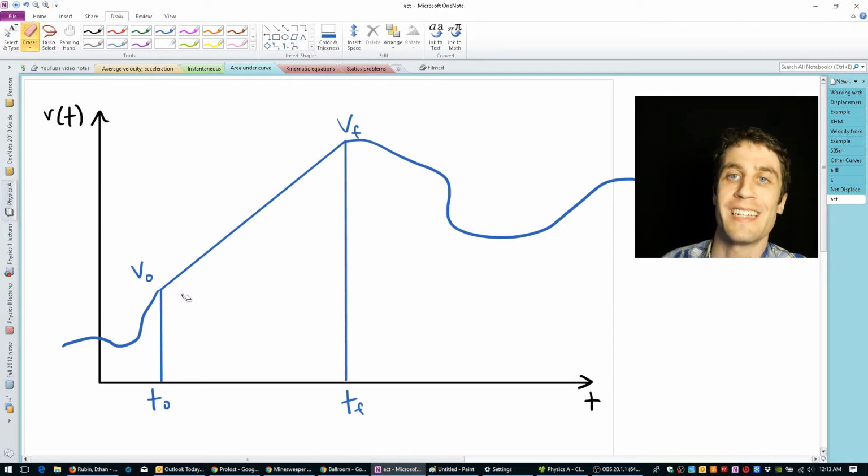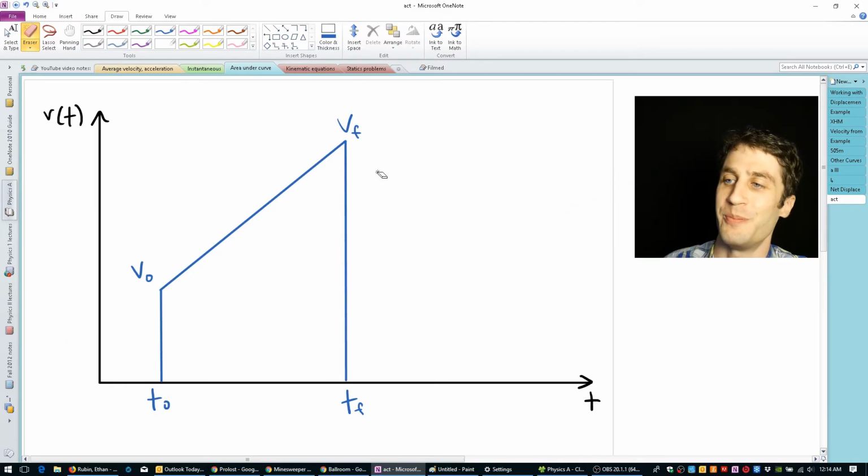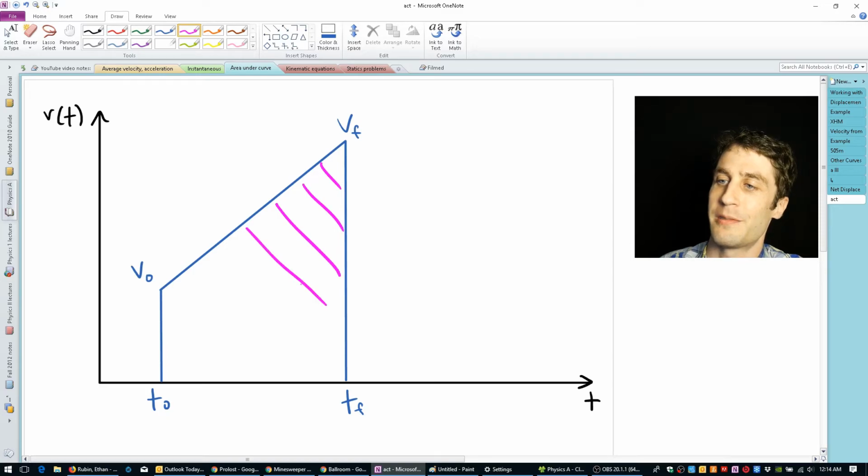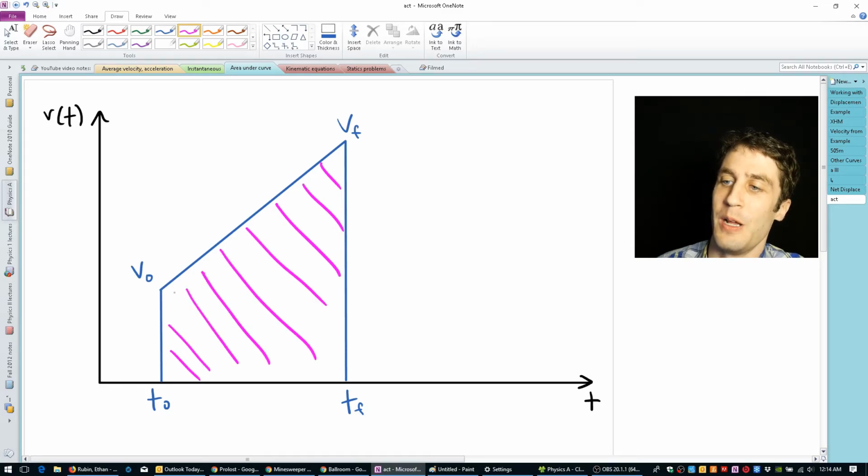But the point is that the velocity is increasing at a uniform rate over this time interval, and this is the time interval that we're interested in. We don't care about what it's doing outside the time interval. Okay. So what is the displacement over this time interval? Well, it's equivalent to asking what is the area under this curve.